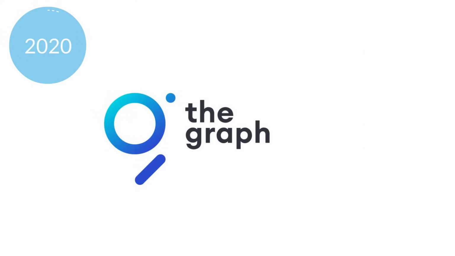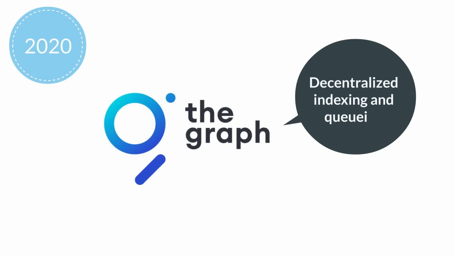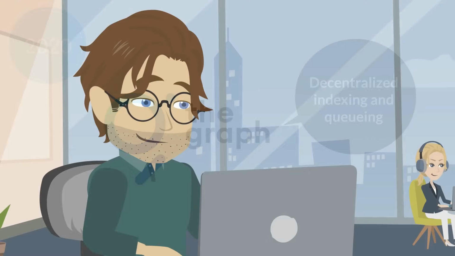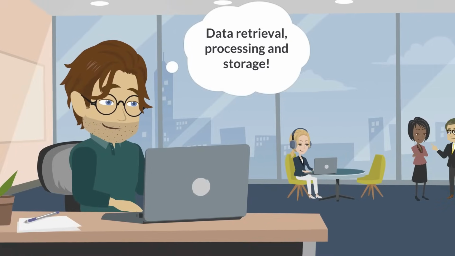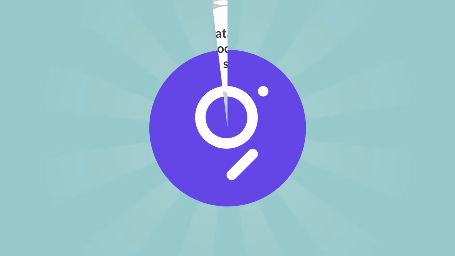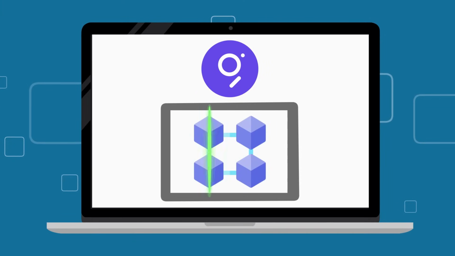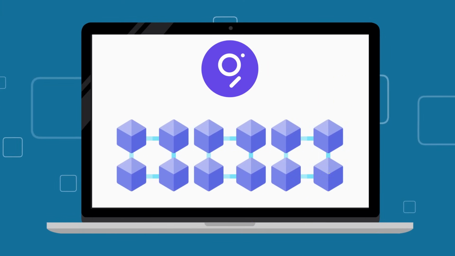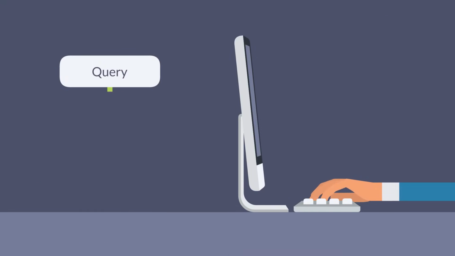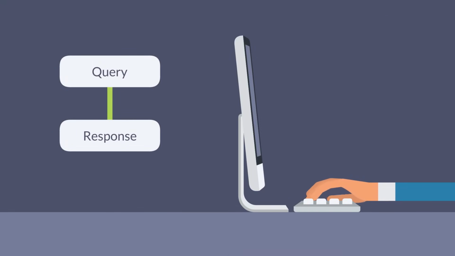compromising security. But then in 2020, the Graph came along as one of the first solutions for decentralized indexing and querying. It's basically open source software that developers can use for data retrieval, processing, and storage. The Graph, number one, collects and analyzes blockchain data, and number two, stores it into so-called subgraphs, making it possible for developers to simply query the protocol and receive a response right away.